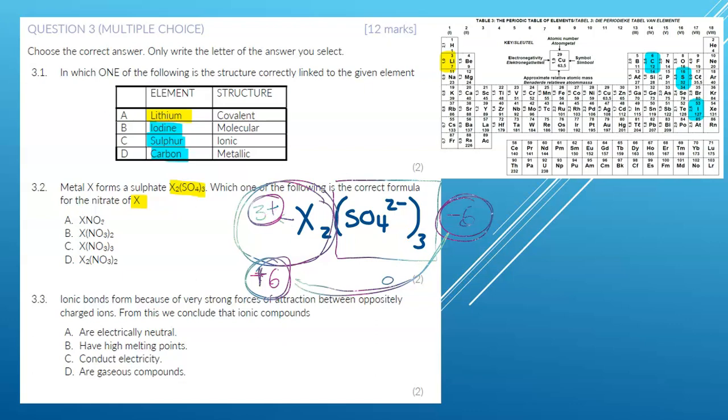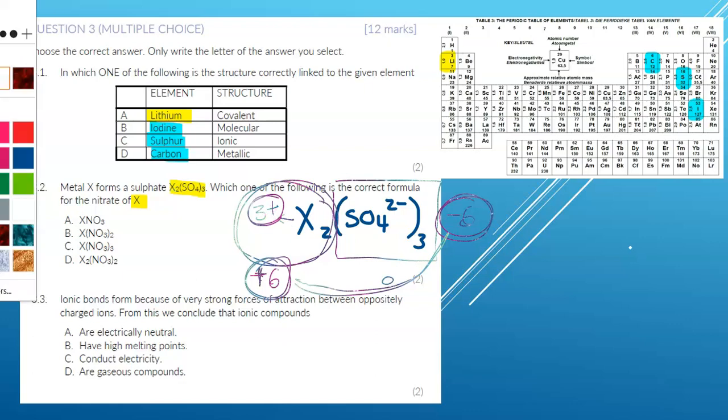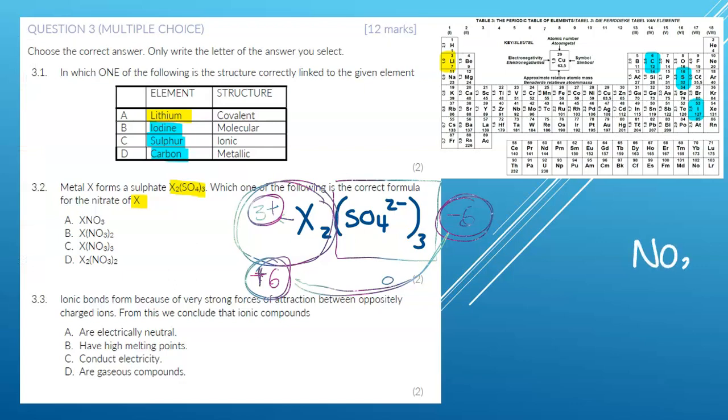But now they're asking me something about nitrate. And this is something else that you need to know. Nitrate has a charge of -1. So if I take X with a charge of 3+, and I want to bond it with nitrate that has a -1 charge, does it make sense that the formula will look like this?